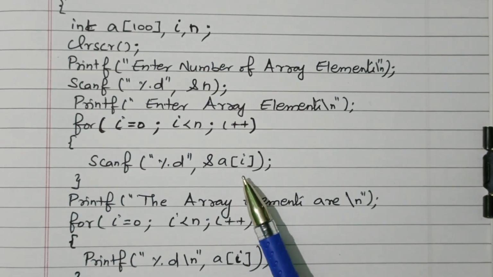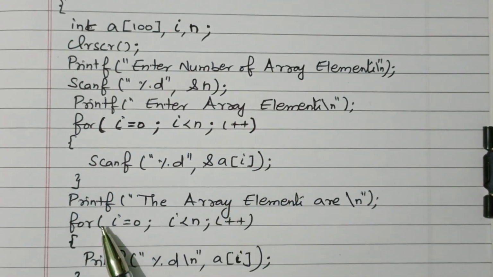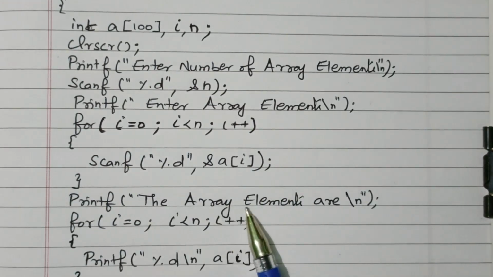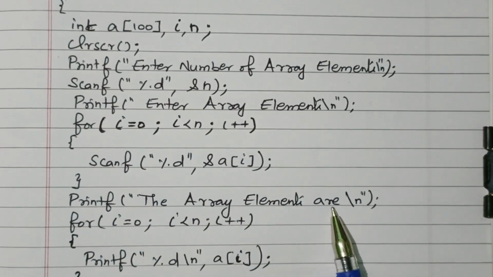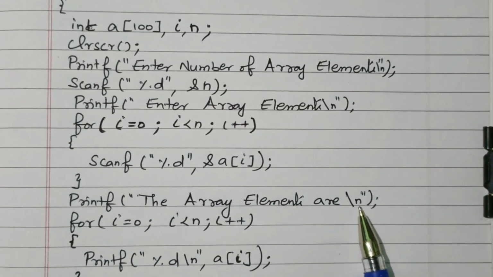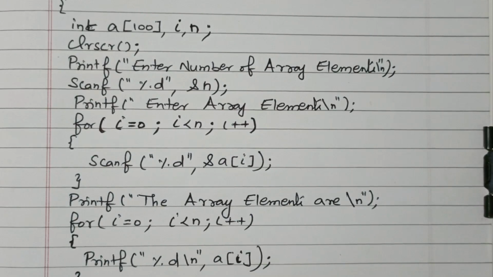Now we can display these elements. Our aim is to display the single dimensional array. So again printf. In order to identify, we put one sentence: "array elements are \n". The \n refers to going to the next line; after printing this, it will go to the next line.